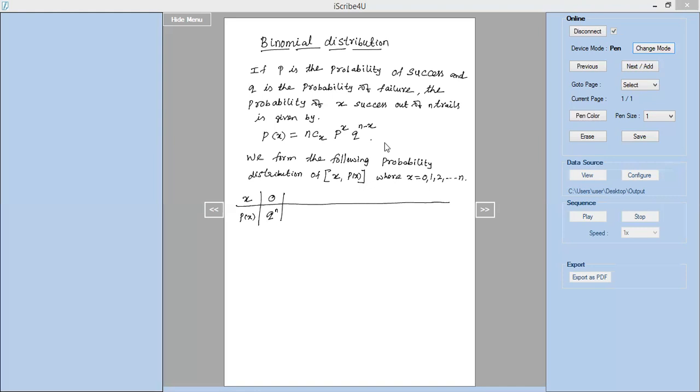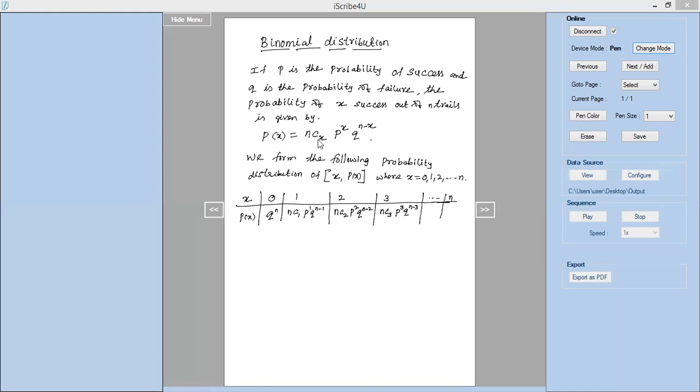If we give X equal to 1, this one should be nC1 into P power 1 into Q power n minus 1. Next, X equal to 2 is nothing but nC2 into P square into Q power n minus 2. Next, X equal to 3 is nothing but nC3 into P cube into Q power n minus 3. And so on, at the end we will write X equal to n.